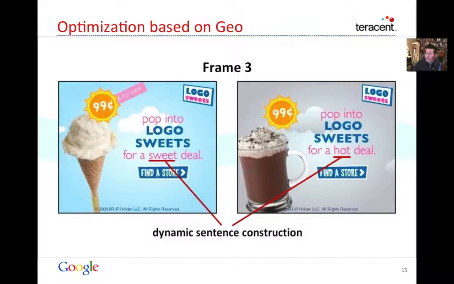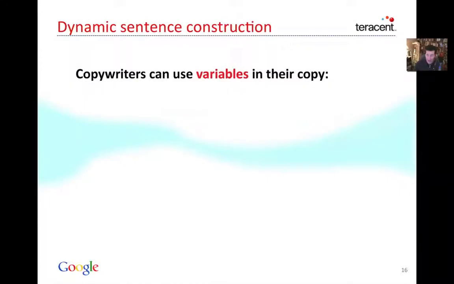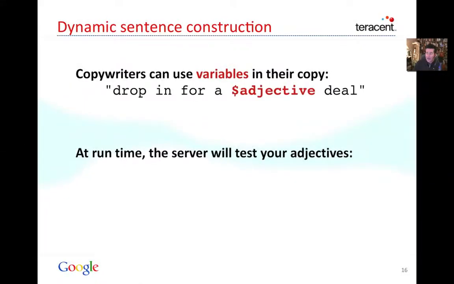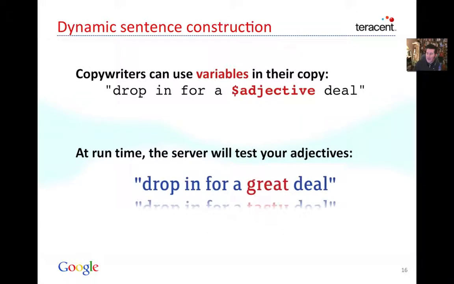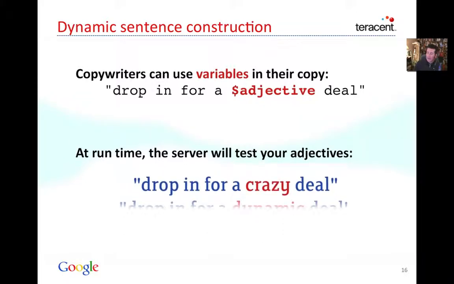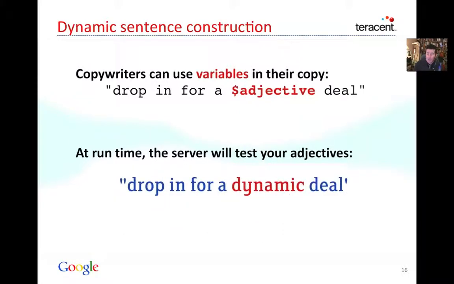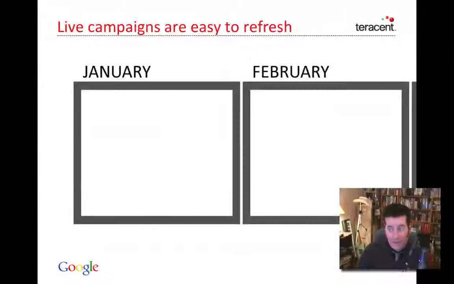And for just a second, I would like to concentrate on dynamic sentence construction. Imagine writing with variables and being able to test and choose great, tasty, crazy, dynamic, being able to choose these different adjectives in the middle of your sentences in real time. We can do that. And not just for adjectives, but for city names, product names, and other custom things that are more relevant for the audience that's seeing the ad.